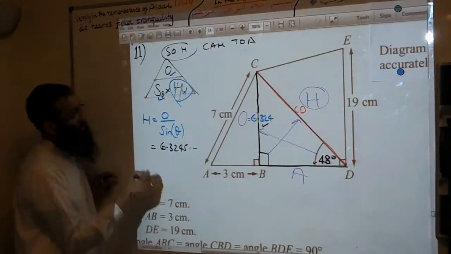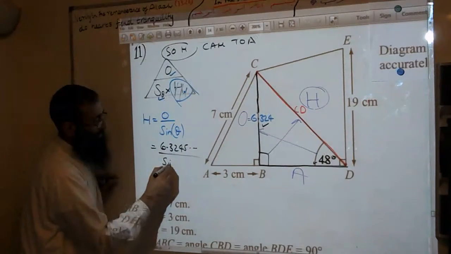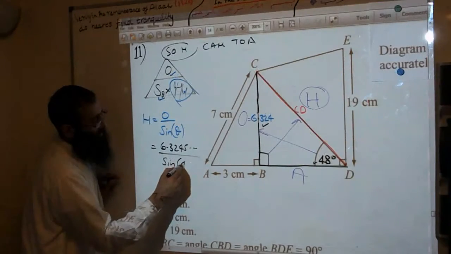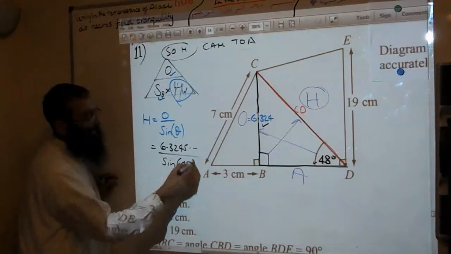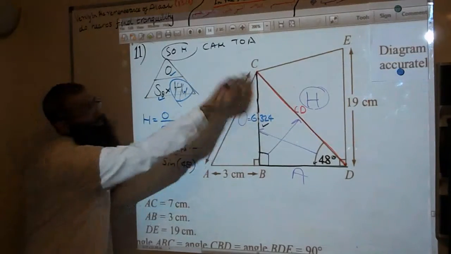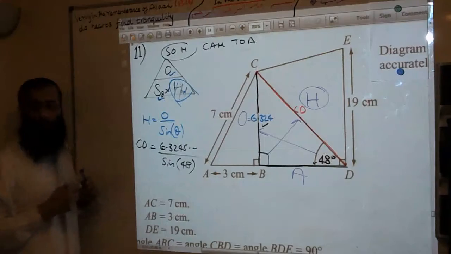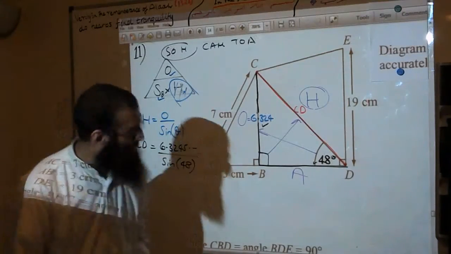6.3245, whatever it was, divided by the sine of the angle. So what is it? 48. You automatically get a bracket in the calculator, you just close it off. That'll give you the H value, and the H value on this diagram corresponds to what? CD. Right, that's another calculator job now.